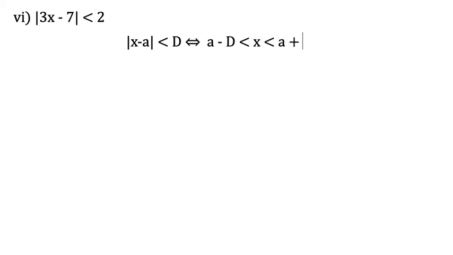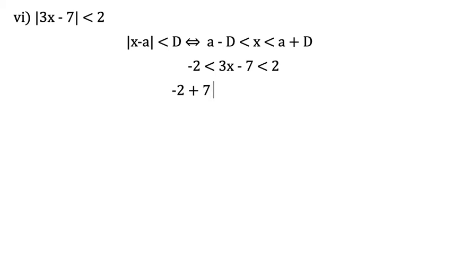Number 6. The absolute value of 3x minus 7 is less than 2. From our properties of absolute values, we know that the absolute value of x minus a is less than d if and only if a minus d is less than x, which is less than a plus d. Rearranging then, we would get minus 2 is less than 3x minus 7, which is less than 2.